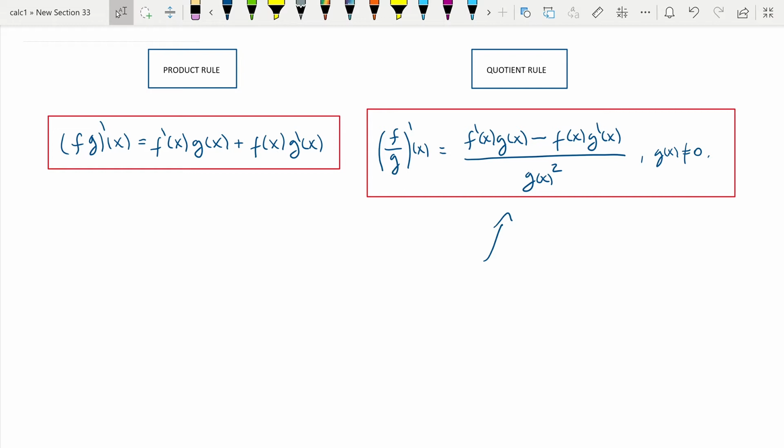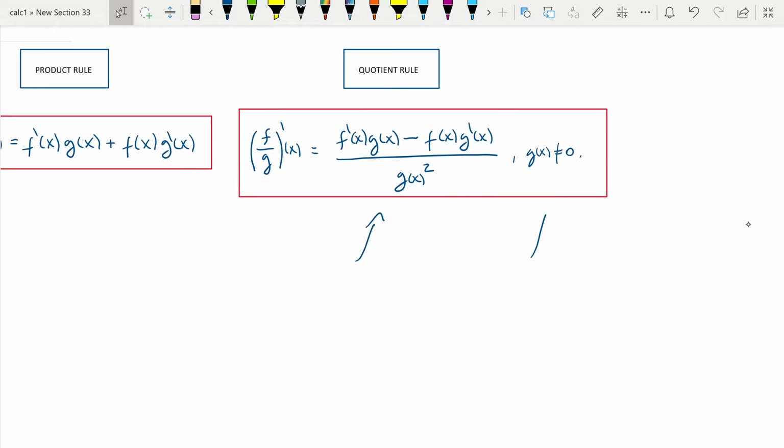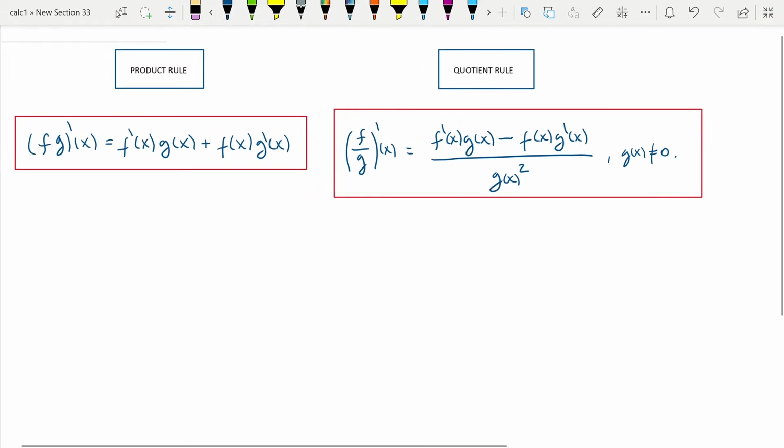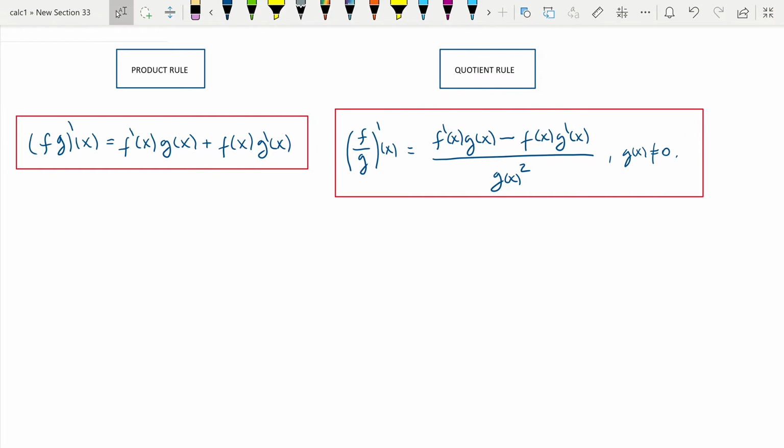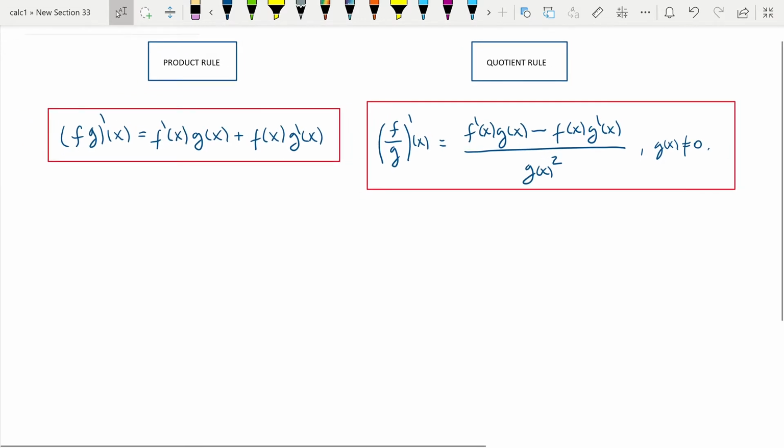So that's why we require g of x to not be equal to 0. Otherwise, this is not going to make any sense. Okay, so the rule doesn't apply there. In fact, the function will not be even differentiable at that point. Okay, so this rule only applies when g is not equal to 0. f and g, of course, have to be differentiable for both rules to apply.